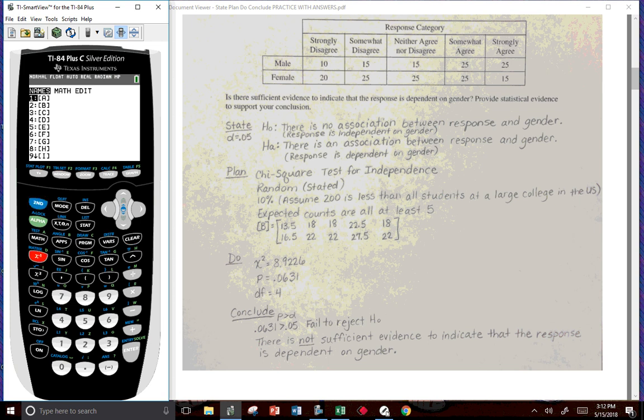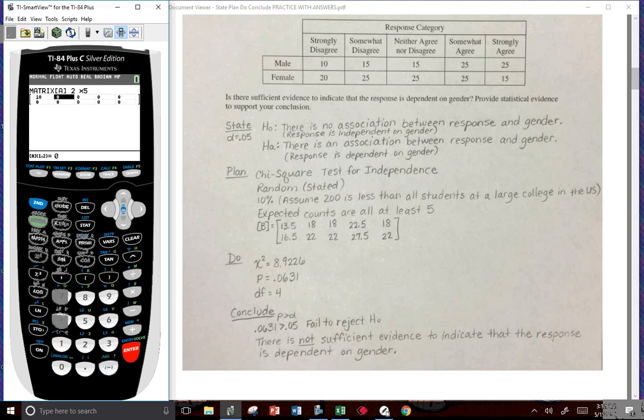Write down the degrees of freedom, even though we didn't calculate it ourselves. They usually do grade for the degrees of freedom. So we want to write the chi-squared is 8.9226, the p-value is 0.0631, the degrees of freedom is 4. Remember that to get those degrees of freedom, they took how many columns you have minus 1, how many rows you have minus 1, and then multiplied them together. So 5 minus 1 became 4, 2 minus 1 became 1, and 1 times 4 is 4. Does that make sense? You might need to know that rule.